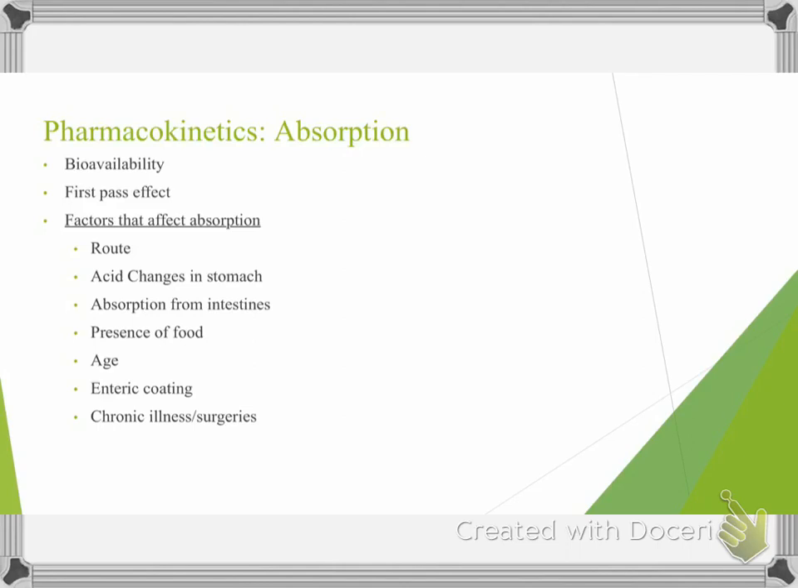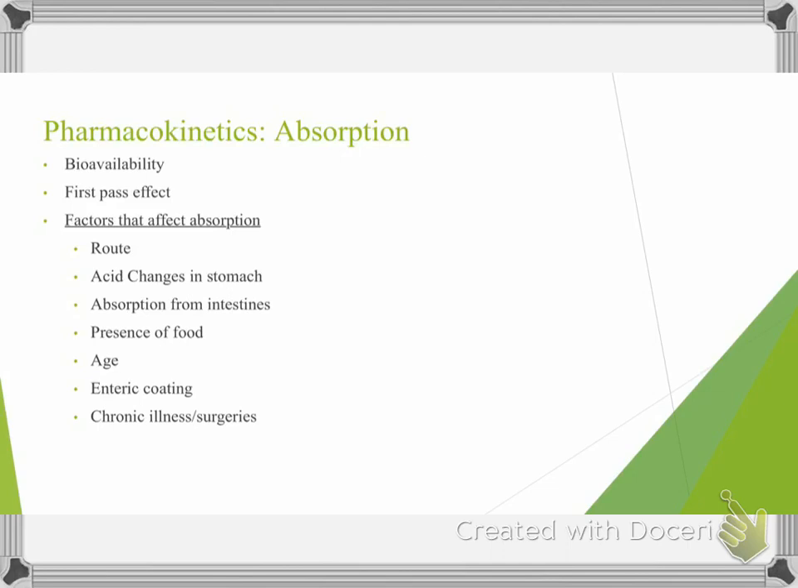First pass effect means that the liver takes it up before it reaches the blood, which reduces the bioavailability. Most medications absorbed via the GI tract have a first pass effect. So if it's a PO medication, it's more than likely going to have a first pass effect. So it's going to go to the liver before it gets to the blood, and that's going to greatly decrease the medication's bioavailability. Factors that affect absorption, well, the route. Of course, IV is going to be the fastest, and GI-PO will be the slowest.